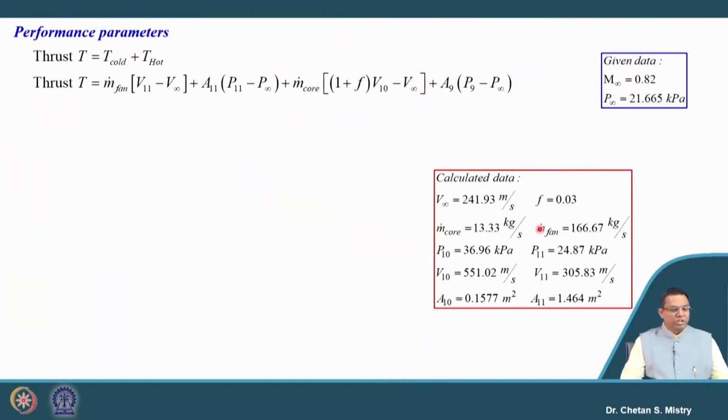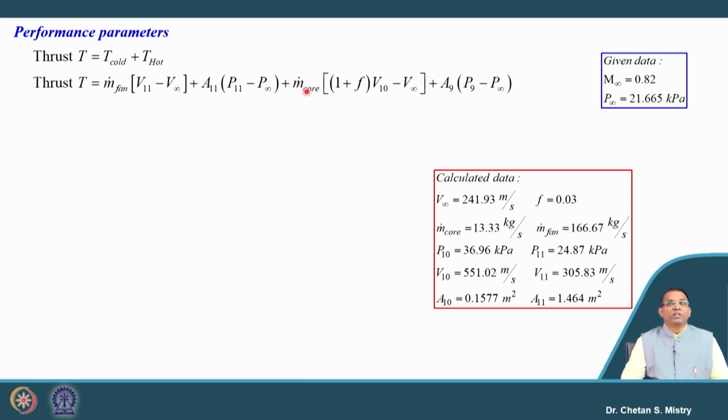So, here we have the performance parameter calculation. We are interested in calculating the thrust, and that thrust we are writing in terms of cold thrust as well as hot thrust. For cold thrust we know it is given by m dot fan into (V11 minus V infinity), where V11 is the exit velocity from the fan nozzle, plus A11, where A11 is the area of the fan nozzle, times (P11 minus P infinity), where P11 is the static pressure at the exit of the fan nozzle and P infinity is atmospheric pressure.